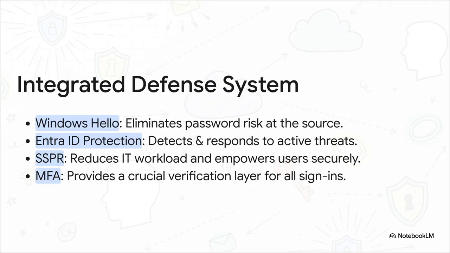Windows Hello gets rid of the main attack vector, the password itself. Entra ID Protection is your 24/7 automated guard, watching for active threats. SSPR makes life easier for everyone. And MFA is that final, critical checkpoint for everything else. Together, you've got a powerful, multi-layered defense protecting your identities.